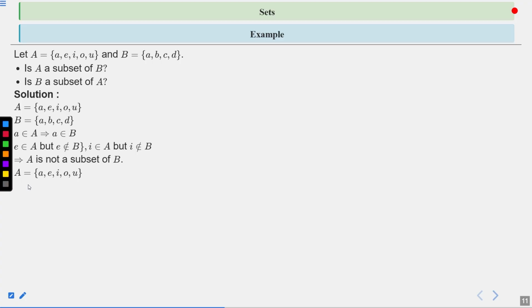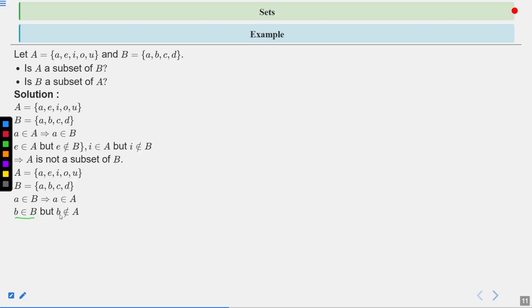Now for the second point, we are having these two sets in roster form. So, A belongs to B, A belongs to A.